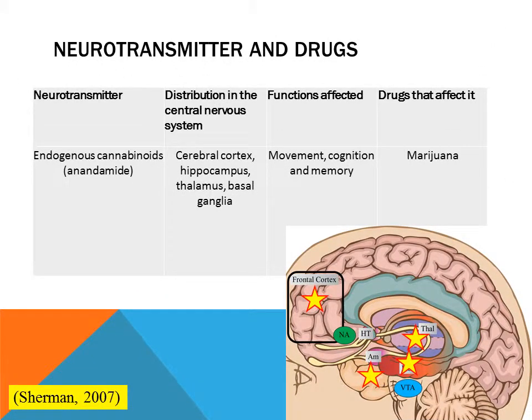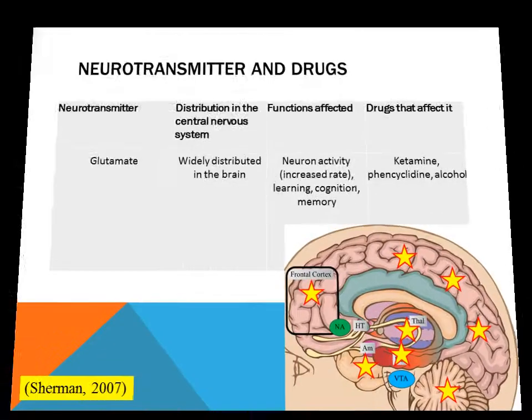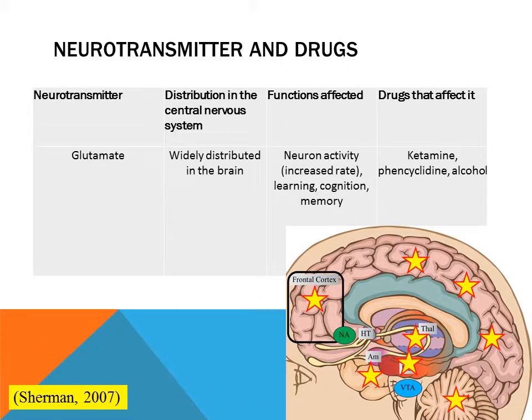Next we have endogenous cannabinoids. They are found in the cerebral cortex, hippocampus, thalamus, and basal ganglia. They affect movement, cognition, and memory. And marijuana affects endogenous cannabinoids. Here we have glutamate. Glutamate is found widely throughout the brain. It increases the rate of neuron activity, learning, cognition, and memory. And the drugs that affect glutamate are ketamine, phencyclidine, and alcohol.